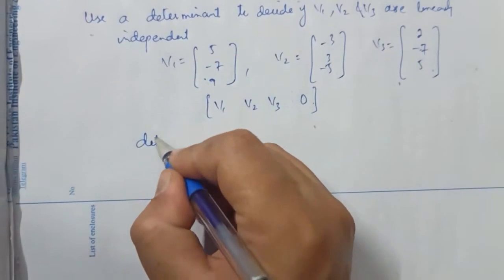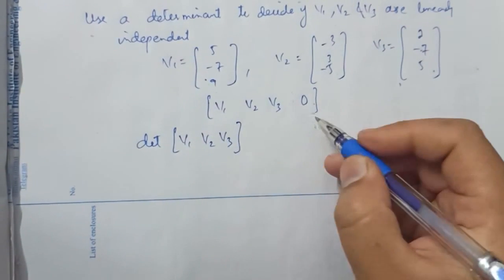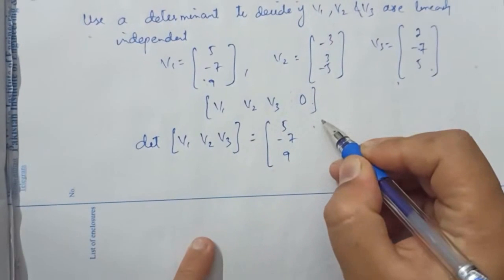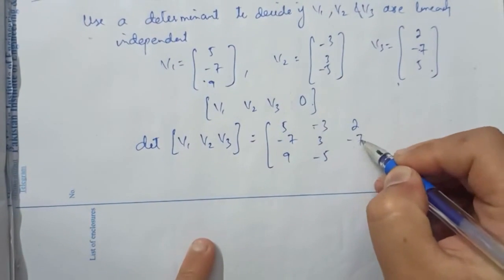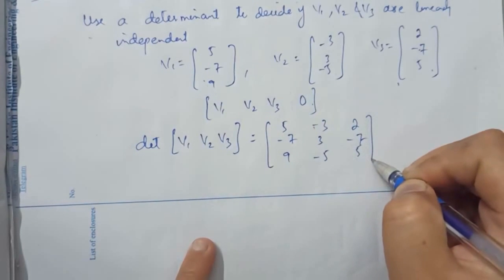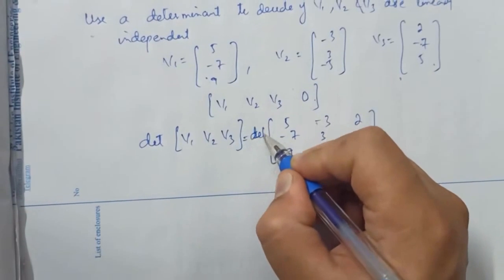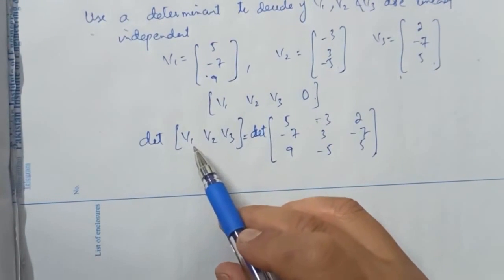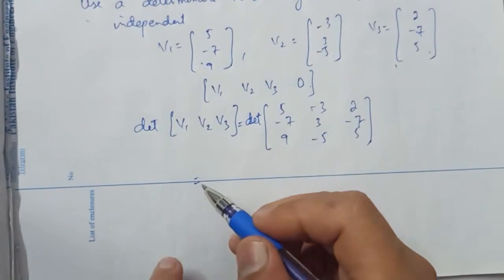So it means the determinant of v1, v2 and v3, which in this case is 5, minus 7, 9; minus 3, 3, minus 5; 2, minus 7 and 5, right? We take the determinant of this matrix, which is built up from v1, v2 and v3, right?